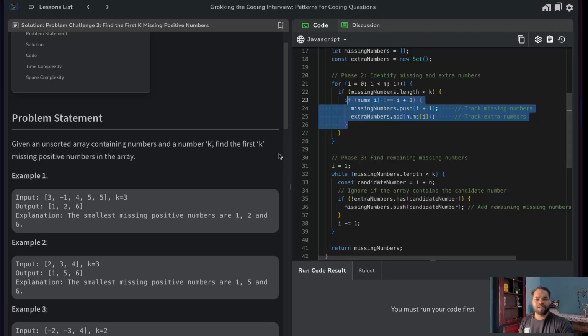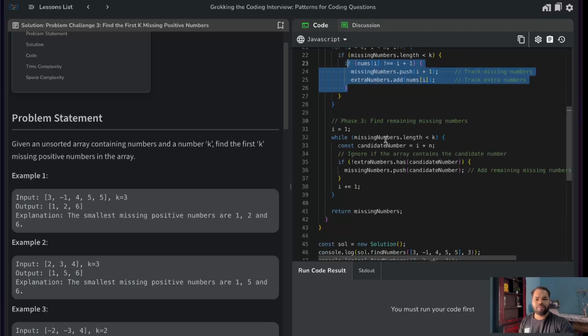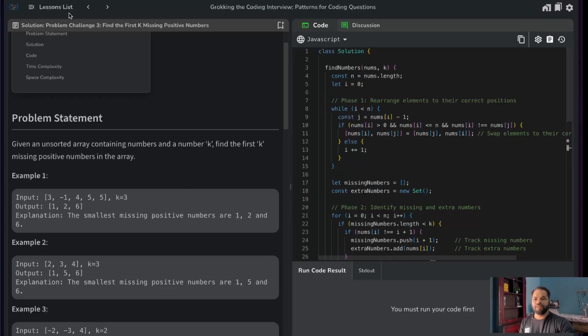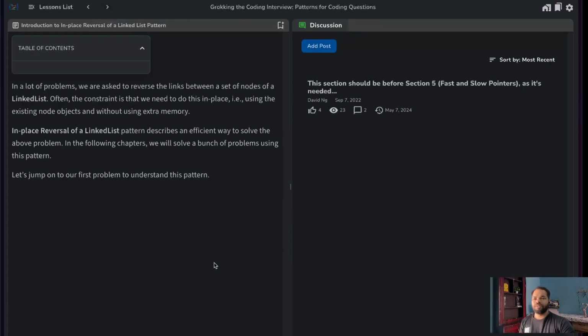If the missing numbers length is okay, cool. Find the remaining missing numbers. So for that, what it is doing, it is looking at the missing numbers there. If extra numbers has candidate numbers, missing numbers push candidate numbers. So it is doing something with the candidate number. We don't need to do that. We can do just whatever I'm saying, right? Okay, cool. So this is how we completed our cyclic sort.